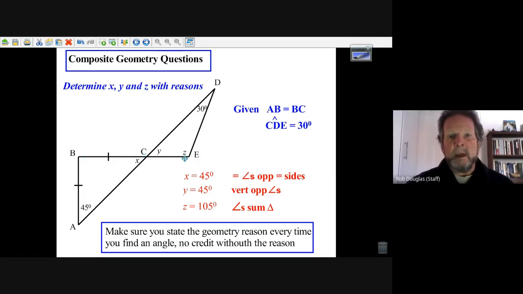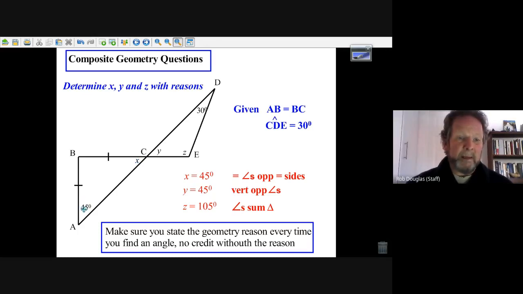That's good. And angle CDE, that's right here, CDE is 30 degrees. So we've got all that. We know that's okay. Now we start. Start alphabetically, X before Y, before Z, and do all these problems like that. The first question, X equals 45 degrees.